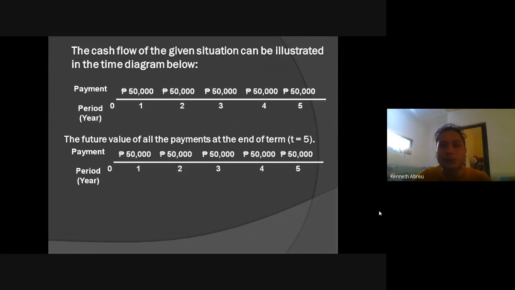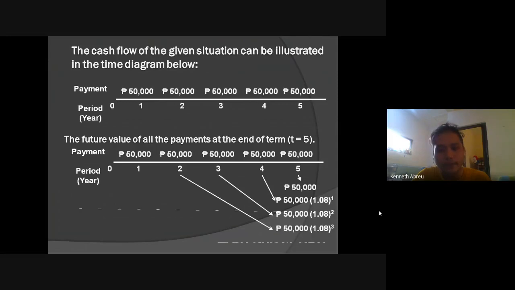Okay, so from the given cash flow, on the 5th year, we have 50,000 pesos. On the 4th year, we have 50,000 pesos times 1.08 raised to 1. So where do we get that 1.08? 1.08 comes from 1 plus i, where n is equal to 1. On the 3rd year, we have 50,000 pesos multiplied by 1.08 raised to the 2nd power, and so on and so forth, up to the 4th power.